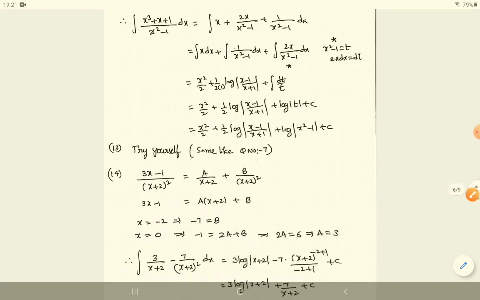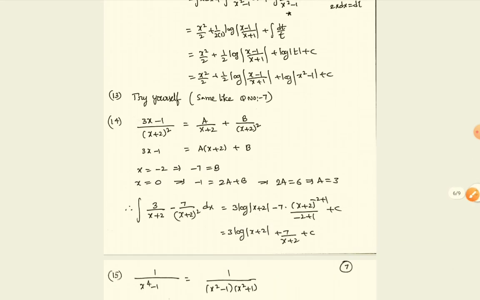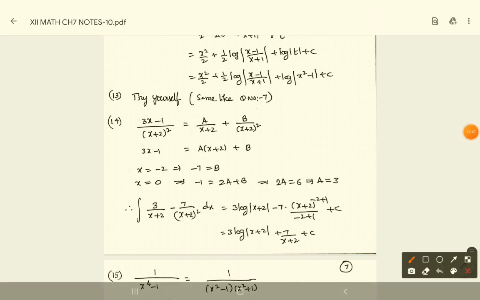13th question. The 13th question is a try yourself question, which is 2 by (1 minus x)(1 plus x square). It is of type 3, same as the 7th question, because the denominator contains a non-factorizable quadratic expression. So it should be taken as a by (1 minus x) plus (bx plus c) by (1 plus x square).